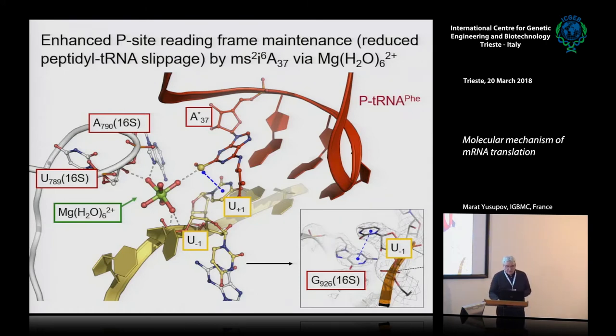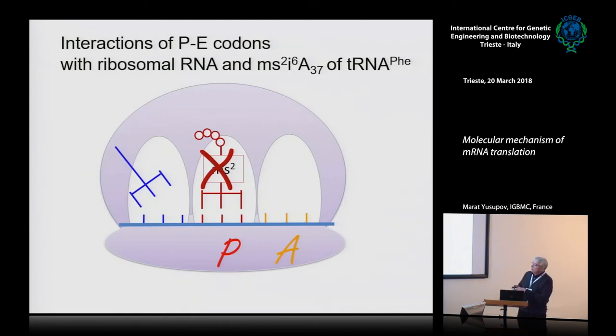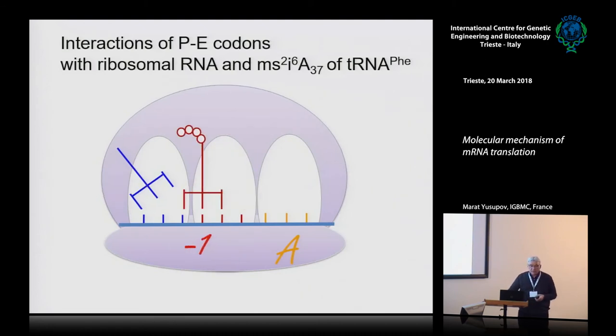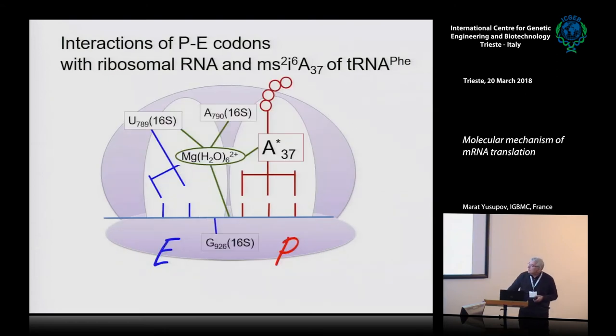It's also known that if we remove this modification, we immediately increase the frame shift. For example, if we have no modification, we can have frame shift of the tRNA in both directions. So it means that this modification of adenosine 37 in the E site, and the involvement of this magnesium and net of interactions, keep the position of the messenger RNA in the correct way, and we can continue all the time during this cycle of elongation without shifting the messenger RNA.